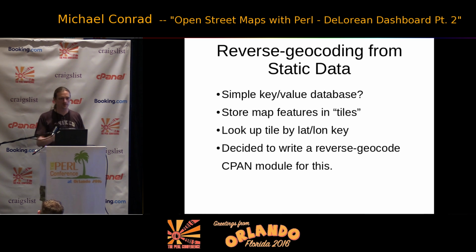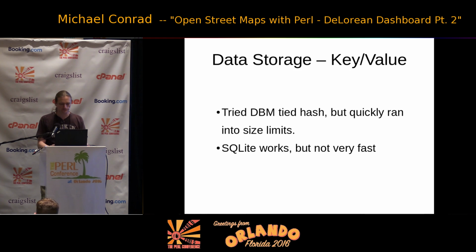So I was like, well, I'll just create these tiles, and then take the roads that fit onto those tiles, and list them in my own index in a key value database. And I decided that since there wasn't already a CPAN module for reverse geocoding, maybe I would create one.